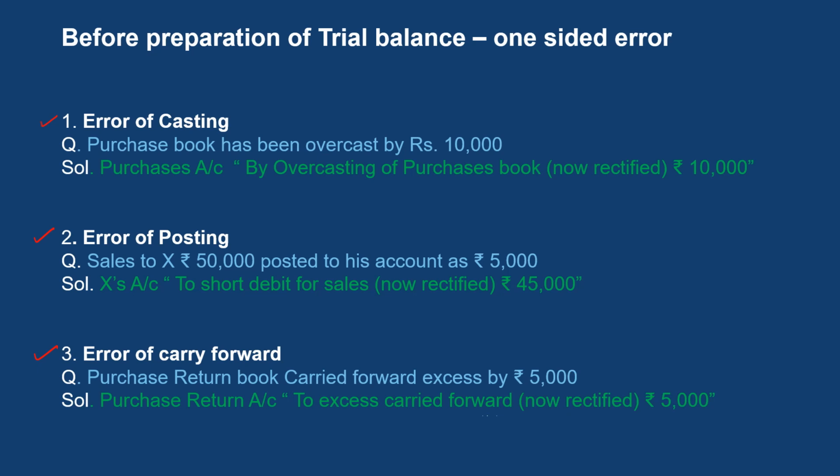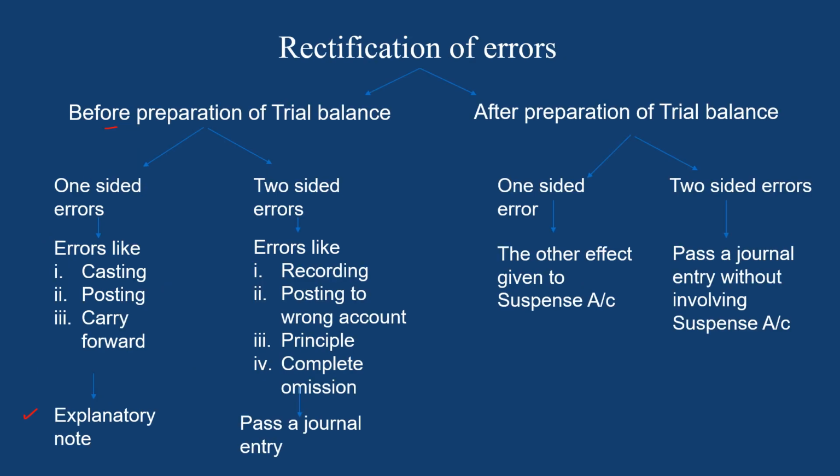So I hope that is clear. Now moving back to the slide, where you have two-sided errors that you've noticed even before you prepare the trial balance, like errors of recording, or when you posted to a wrong account, or an error of principle, or error of complete omission. Then these types of errors have an effect on two accounts or on both sides. And under such circumstances, we rectify by passing a journal.